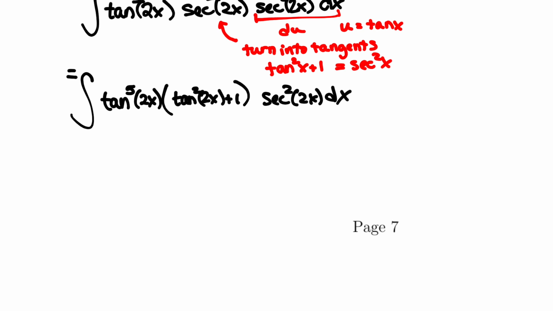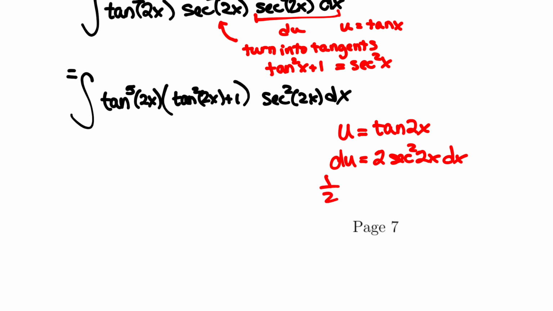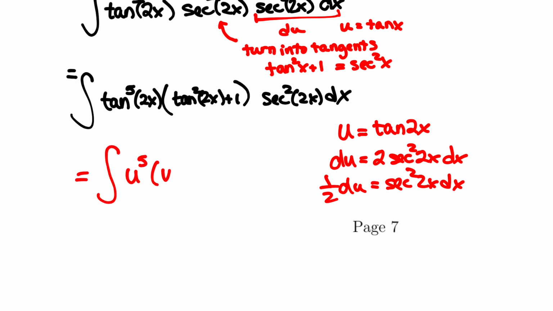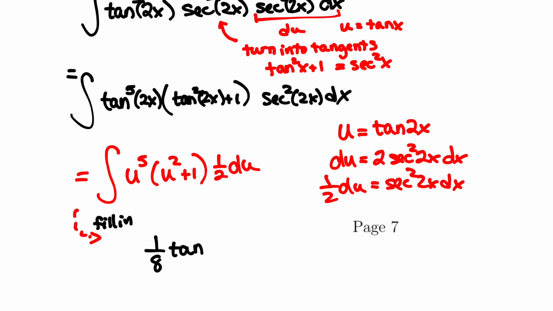But at that point, I would assign u to be tangent of 2x, du is 2 secant squared of 2x dx. 1/2 du is secant squared 2x dx, and you are going to integrate u to the 5th times u squared plus 1 times 1/2 du, and I'll let you finish that. Hopefully you're going to get the same answer as me. I'm going to skip a zillion steps for you to fill in. See if you get 1/8 tangent to the 8th of 2x. Ooh, with a half on it.